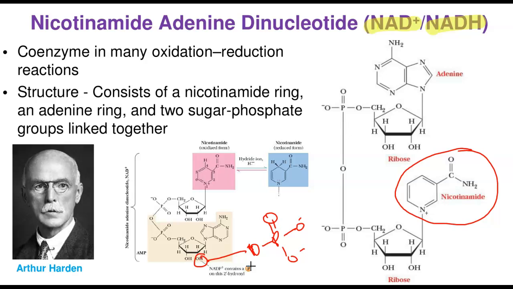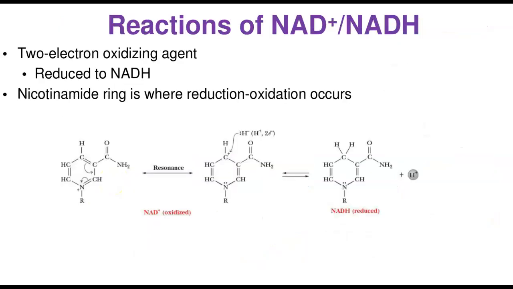Now, how does this work? The man that discovered this and won a Nobel Prize is Arthur Harden. He's a Briton who co-discovered nicotinamide adenine dinucleotide. I decided to put his picture here. So, Arthur Harden, of blessed memory. So, let's now move to this point.